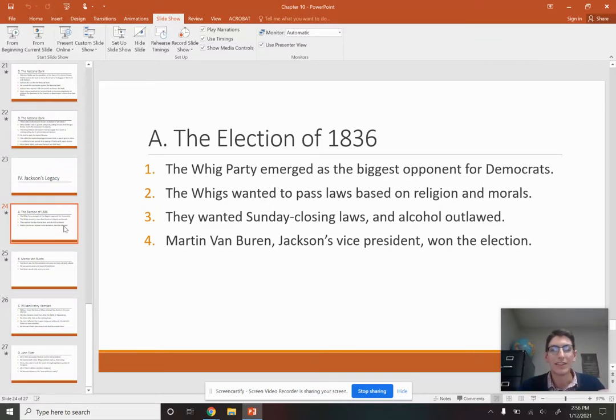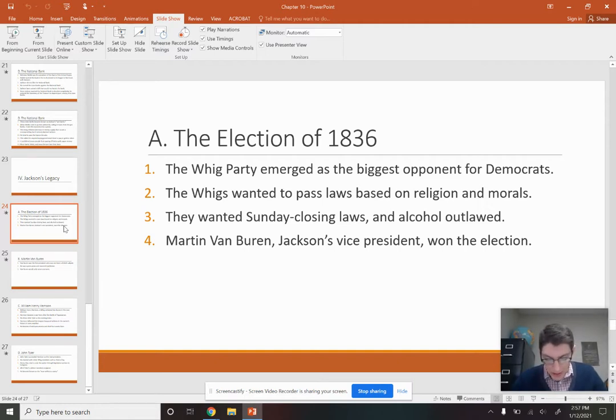Now, we see the creation of a whole other political party, and that is the Whig Party. They were called the Whig Party after the British political group known for wearing their wigs. They stood for pretty strict morals. They lived by a pretty strict moral code. The Whigs, for example, wanted to pass laws based on religion and morals. And so they were more viewed as the stuffy group compared to the Democrats, even though a lot of the things that they wanted were not bad at all.